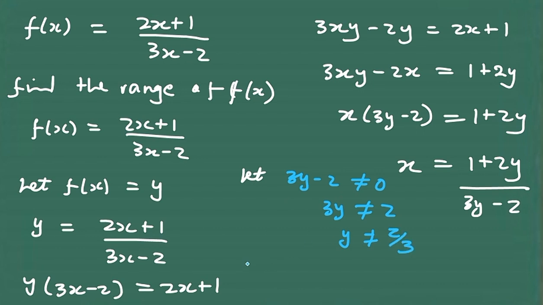So if you want to say it, the range of the function will be y such that y belongs to all real numbers, except y shouldn't belong to what? 2 over 3. So the range of the function is the set of all real numbers except the value of 2 over 3. Okay, let's also try another question.